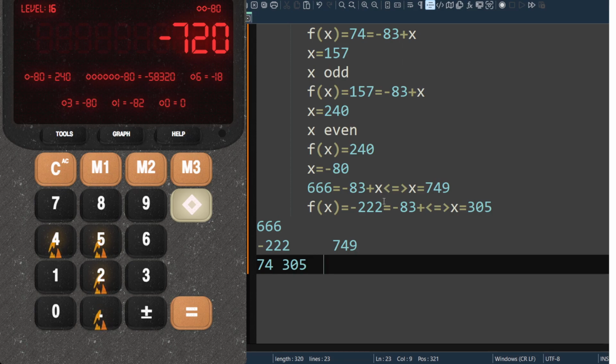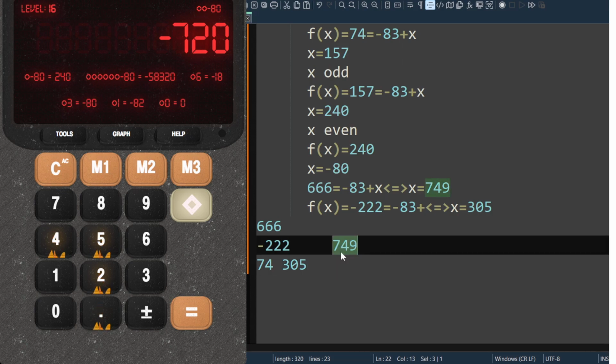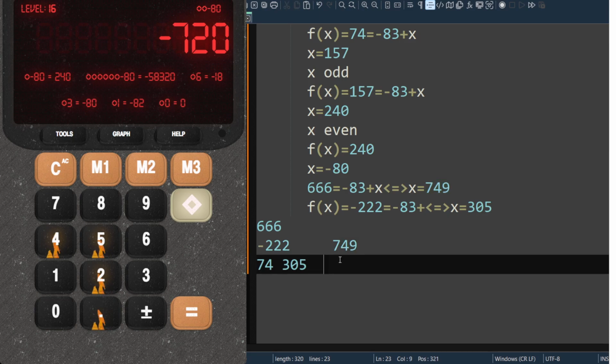749 has no even solution. Wait, 11, 20. This doesn't have an even solution, so I'm going to say NA. I think this is an abbreviation for no solution, but I don't know what it specifically stands for. I mean, I can look that up. NA. In Germany, it means no. Okay, no answer. Okay, it means no answer.